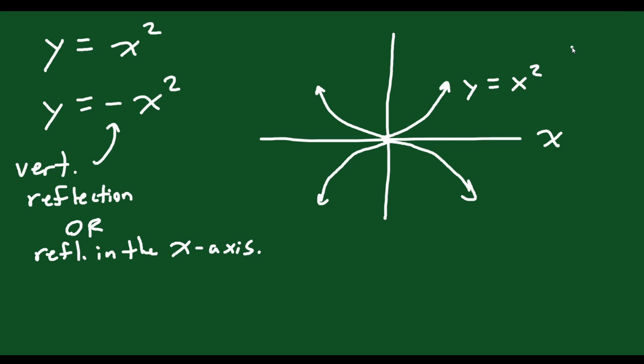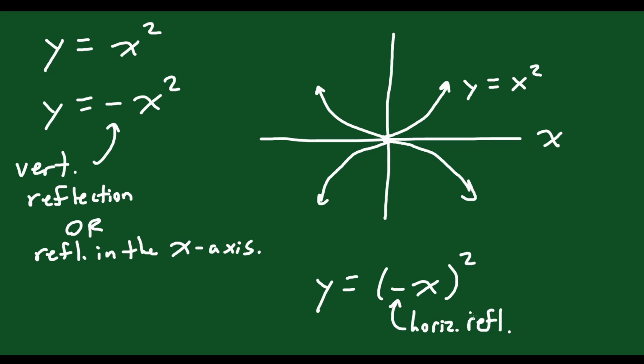Now, there's another possibility, right? You could have y equals, and then the negative on the inside, so it's negative x squared. If you remember what I said earlier, every transformation on the outside of the function, so anything that's not being squared, is a vertical transformation. So in this case, it's a vertical reflection, just like how before we had vertical stretches and compressions and vertical shifts or translations. But if it's on the inside of the function like this, it's horizontal, right? So this would be a horizontal reflection, or you could say it's a reflection in the y-axis.